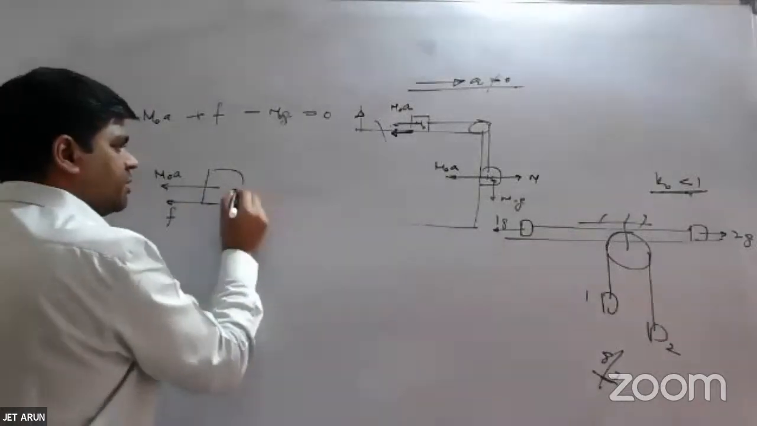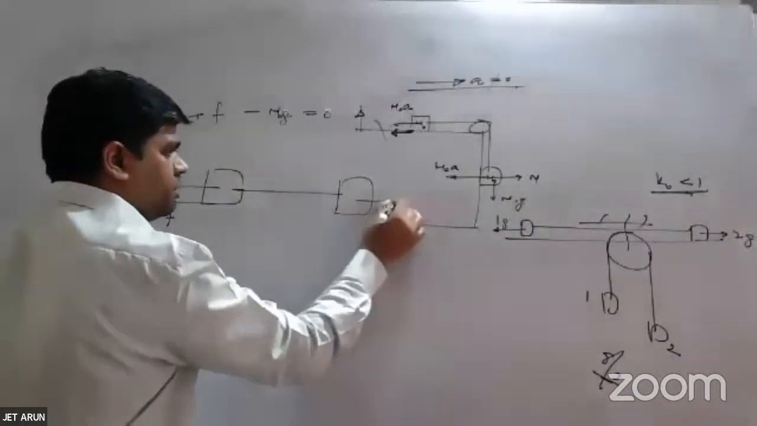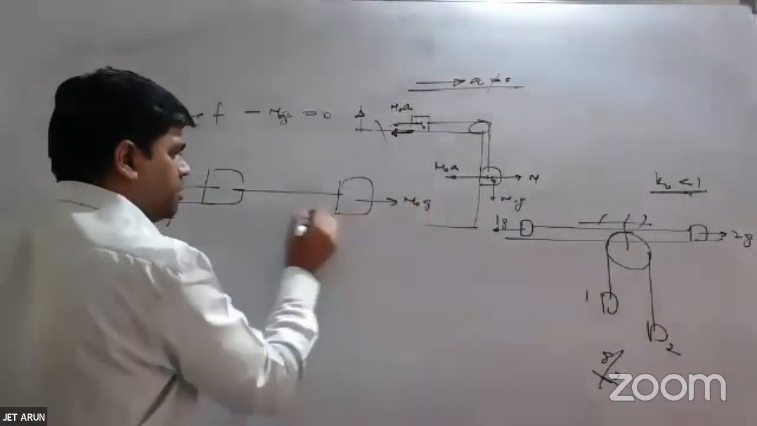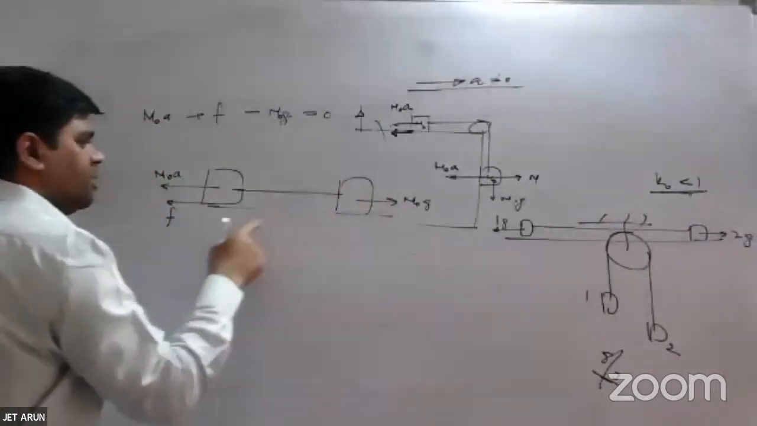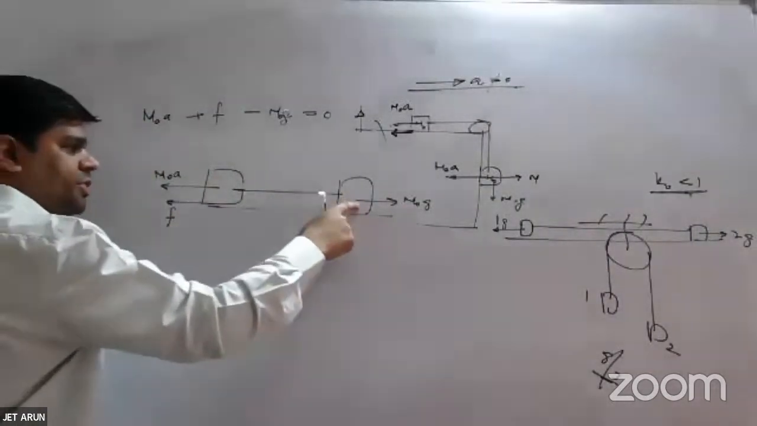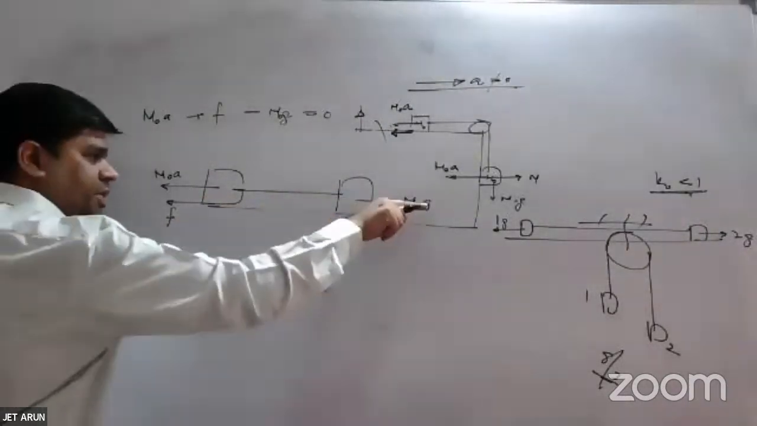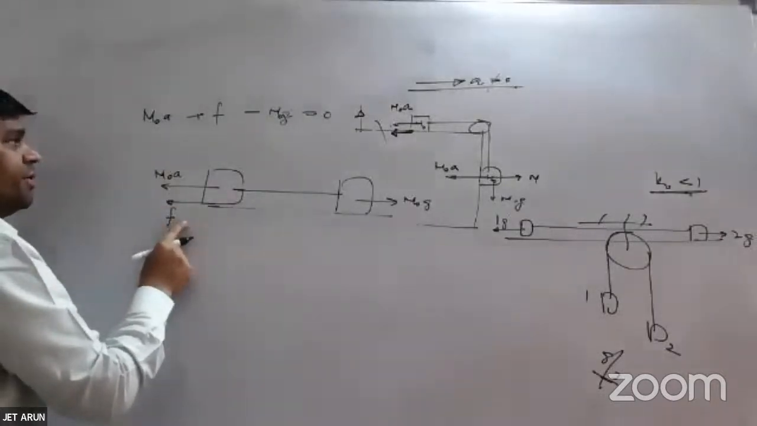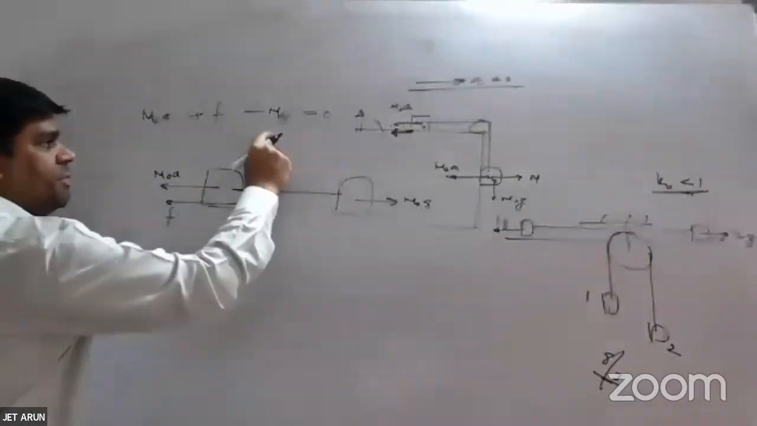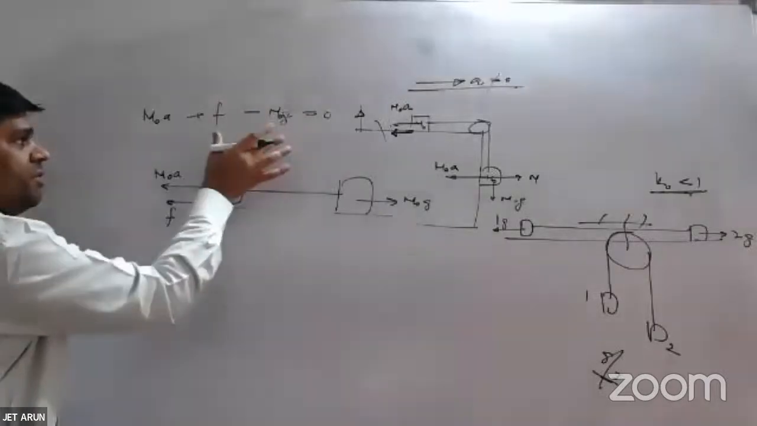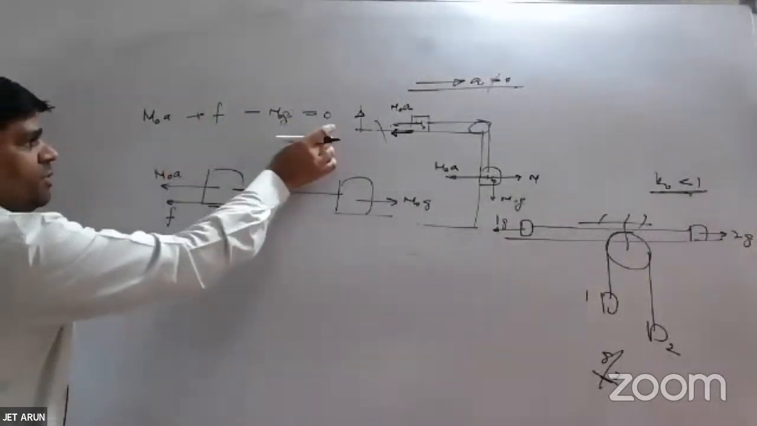In fact, this is like this. No friction on this block, friction only on this block. m naught g is acting on this one. So m naught g is equal to ma plus f. So ma plus f minus mg is equal to 0. Particle is at rest. Particle is in equilibrium. Net force is equal to 0.